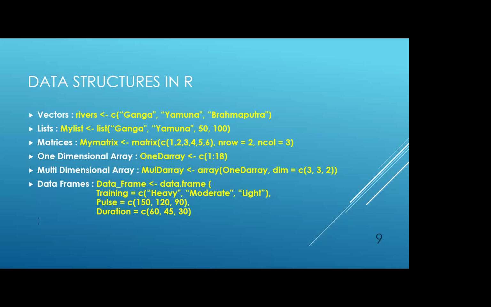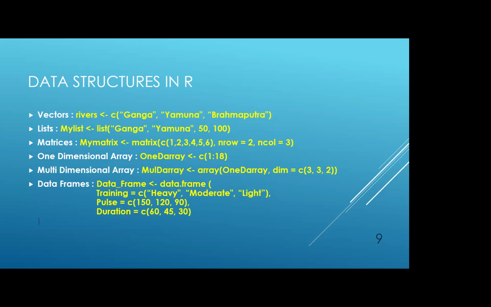Now, what is the difference between vectors and lists? If you again look at the yellow portion, if it is a vector, it is the same kind of data. For example, all strings, or you can also say text data: Ganga, Yamuna, Brahmaputra. But if you look at the list, it's a combination of numeric data as well as text data. So it becomes a list.